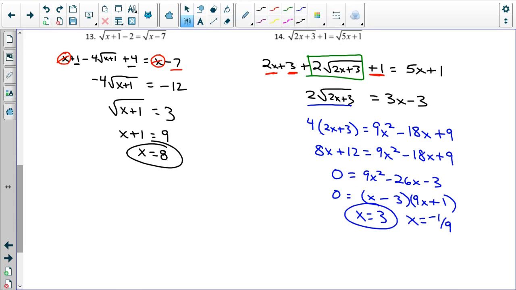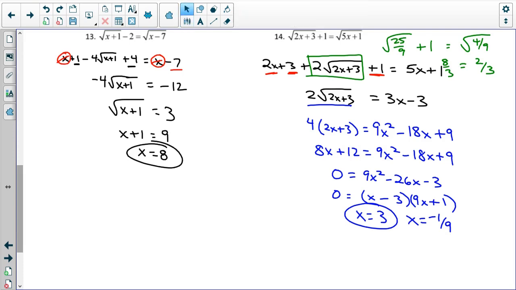If I substitute in negative 1/9, I get on the right side the square root of 4/9, and on the left side I get the square root of 25/9 plus 1. No, that's incorrect. Negative 2/9 plus 3. 27/9 minus 2/9, that would be correct. So that actually doesn't end up working out because on the right side I get 2/3, and on the left side I get 5/3 plus 1, which is 8/3, and that doesn't make any sense. So this one doesn't work out.